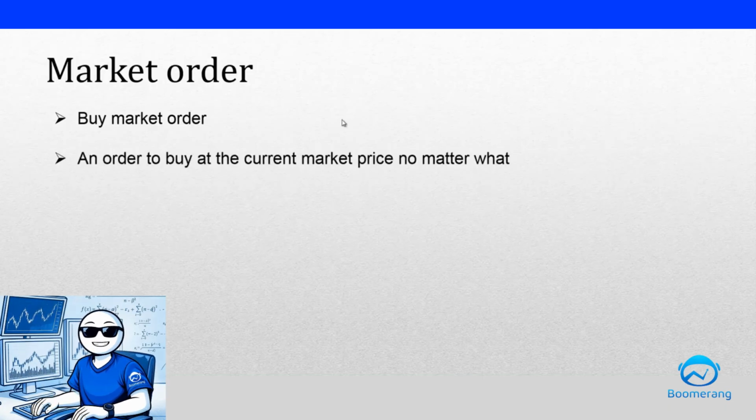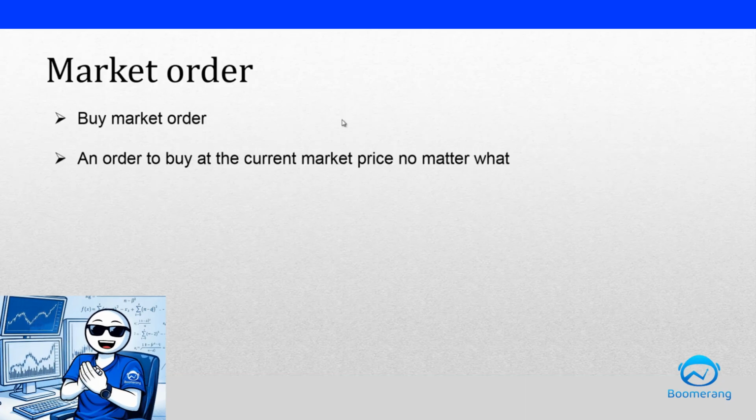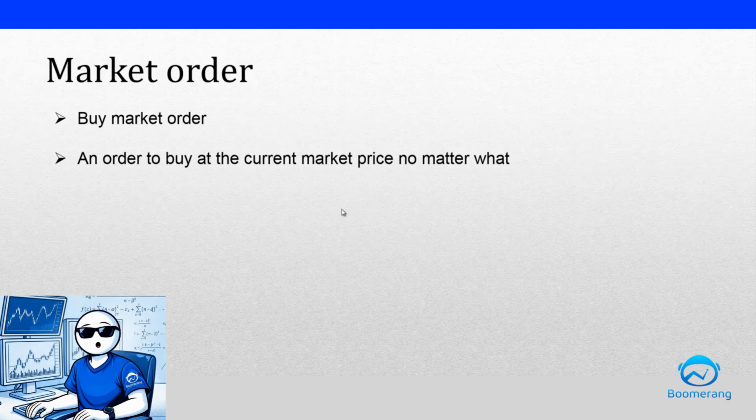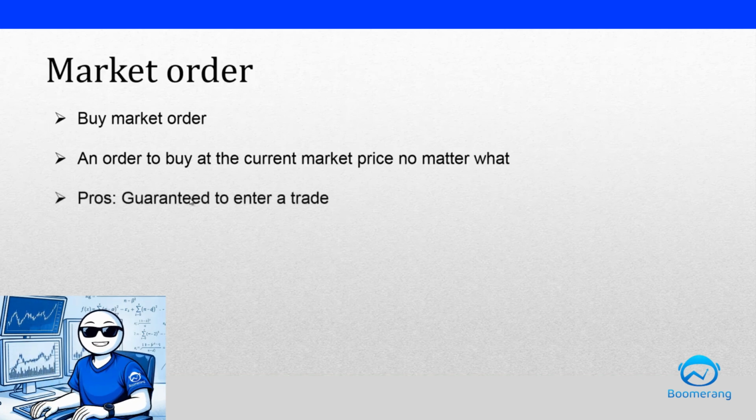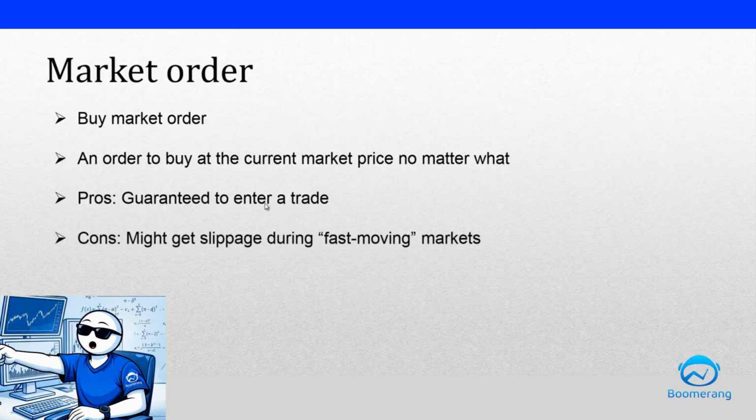In essence, you're trying to buy at the current market price right now, no matter what. So this is like sending an order to your brokerage platform and saying, hey, I want to enter Euro USD right now, no matter what. Your broker will fill you at the current prevailing price. The pro is that you're guaranteed to enter a trade. There's no what if or but. The downside is you might get slippage during fast-moving markets.